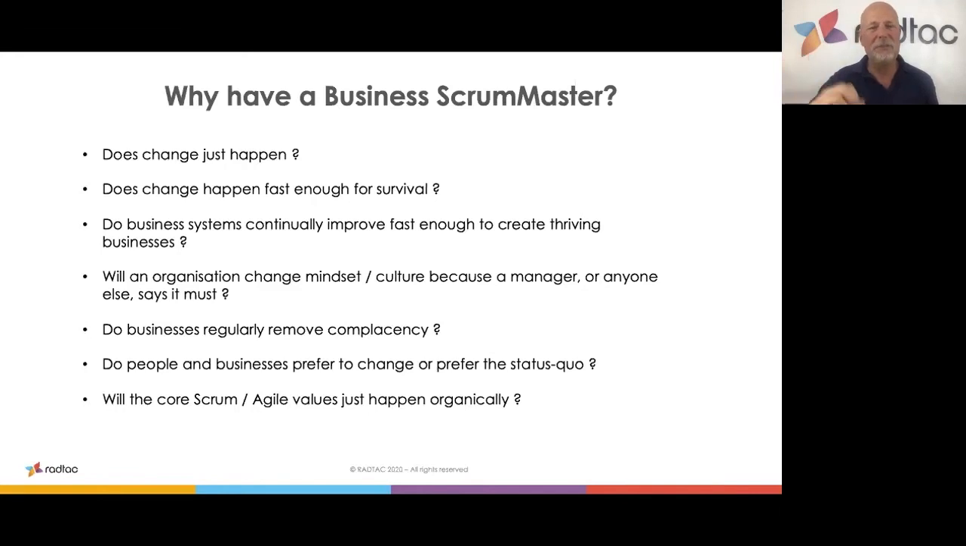So yes, does that just happen naturally? Not typically. So the Scrum Master, we need to be there to make sure that change happens and it happens fast enough. Do business systems continually improve fast enough to create thriving businesses? Some do. Some that are already aligned into business agility, yes, they'll do that. So, business agility, making sure we deliver value continuously, or we deliver value on a fit-for-purpose basis. So some organizations do that naturally.